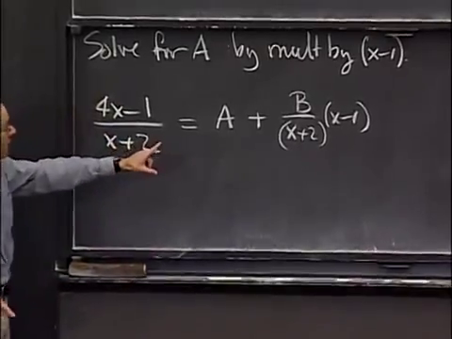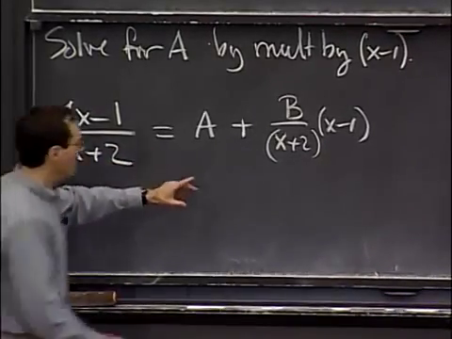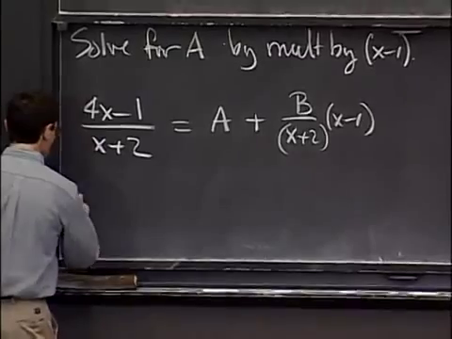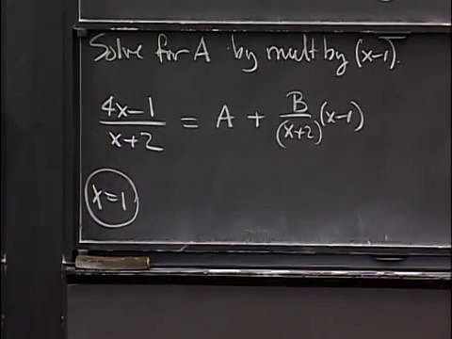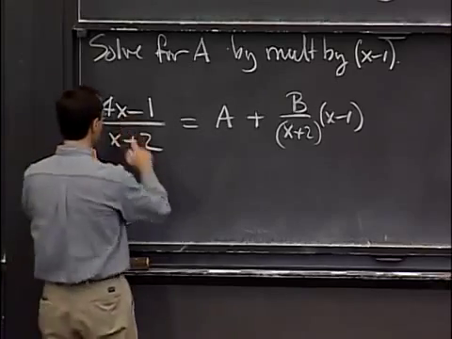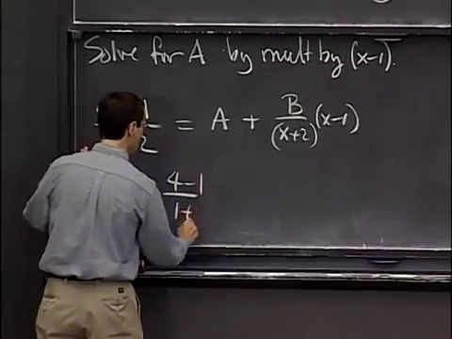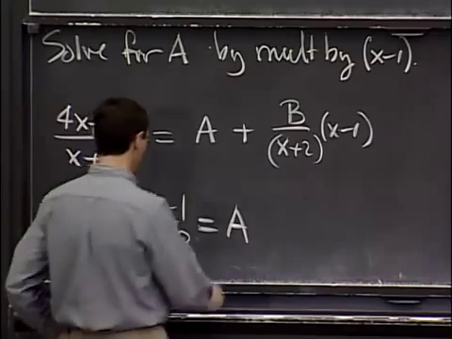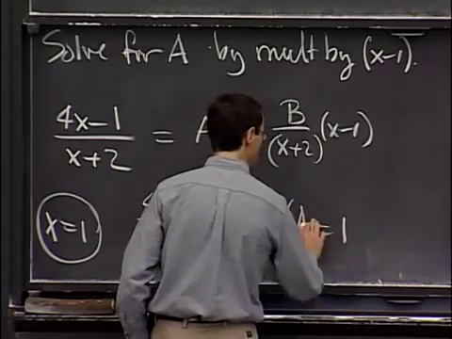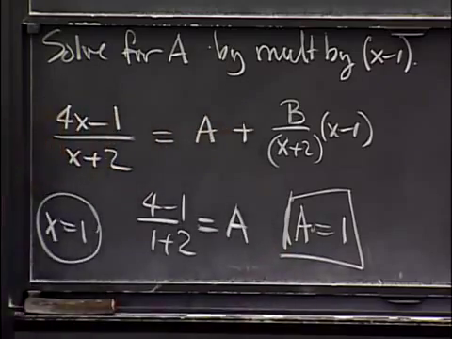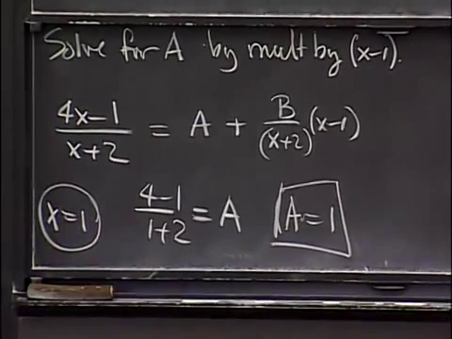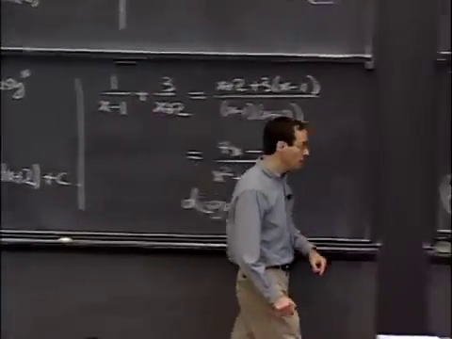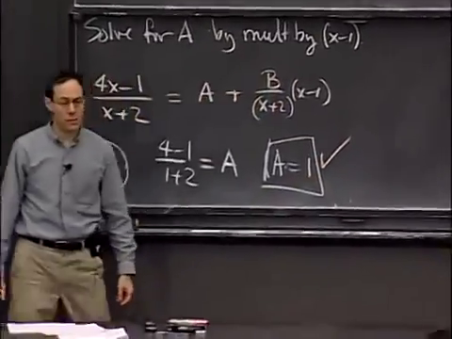And the result here is very useful. Namely, if I plug in now x equals 1, this term drops out too. All right? So what I'm going to do now is plug in x equals 1. And what I get on the left-hand side here is 4 minus 1 and 1 plus 2. And on the right-hand side, I get A. That's the end. This is my formula for A. A happens to be equal to 1. And that's, of course, what I expect. A had better be 1 because the thing broke up into 1 over x minus 1 plus 3 over x plus 2. So this is the correct answer.